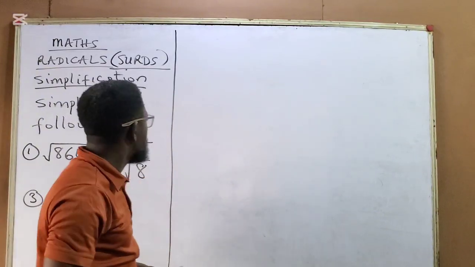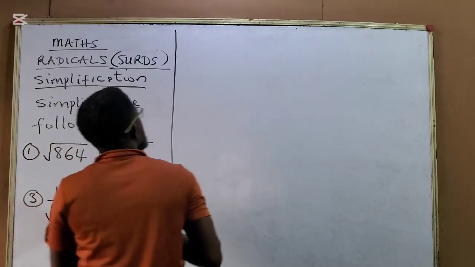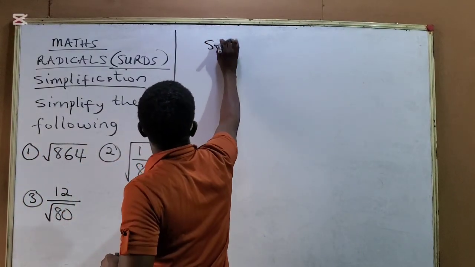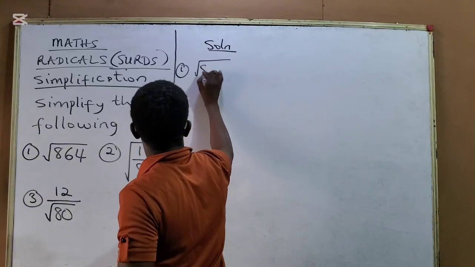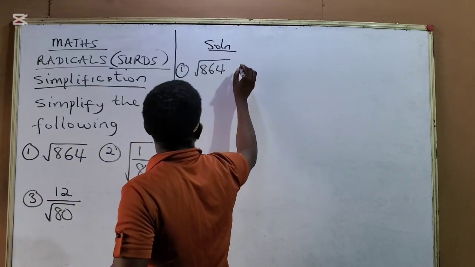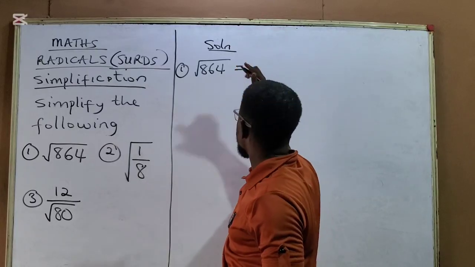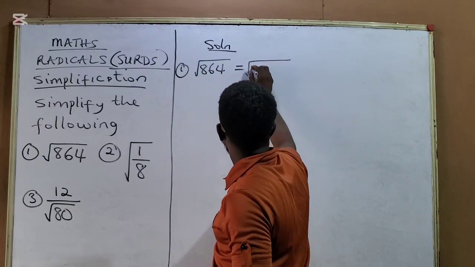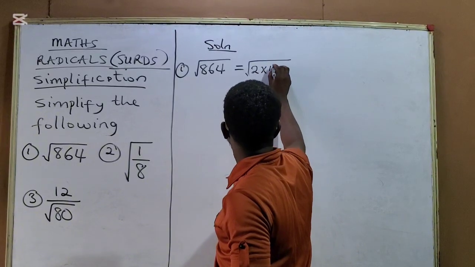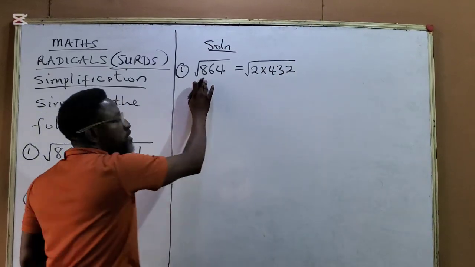So let's continue with the series. Suppose you have to simplify root 864. Our first thing is to think of a number used to divide 864. If I break this one down, I can write it as 2 times 432, or 432 times 2 will give us 864.